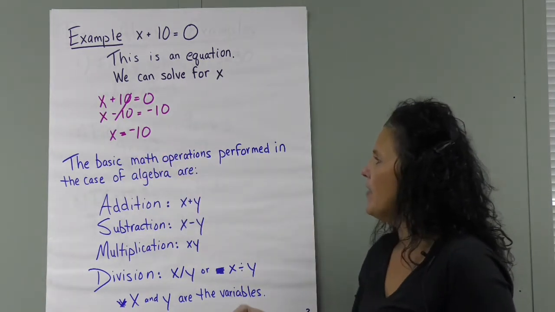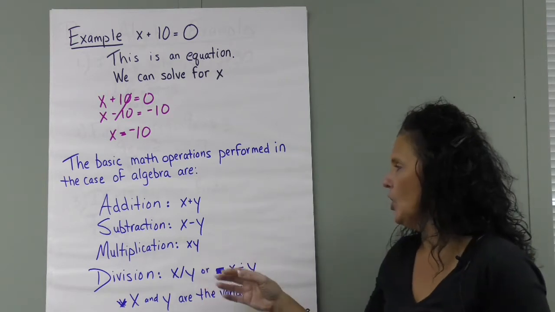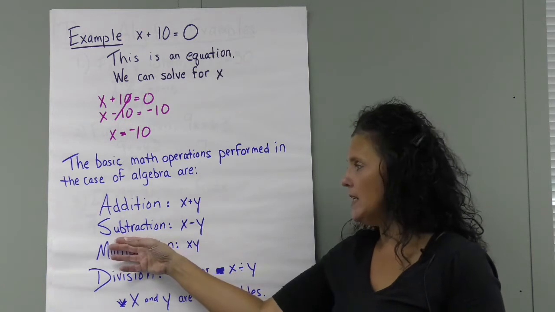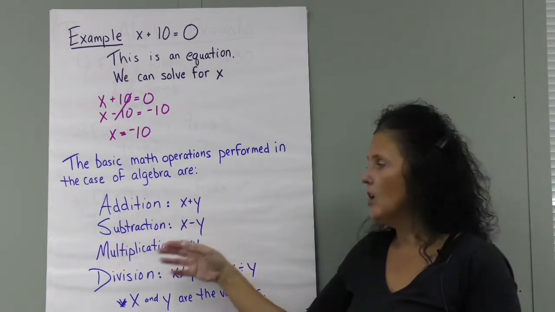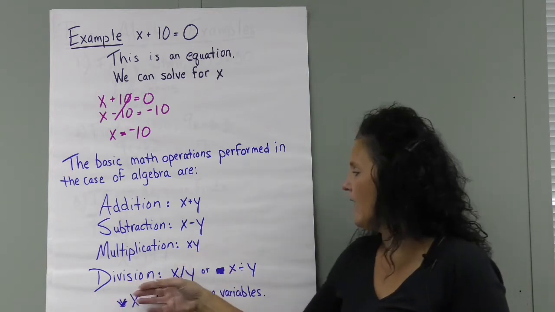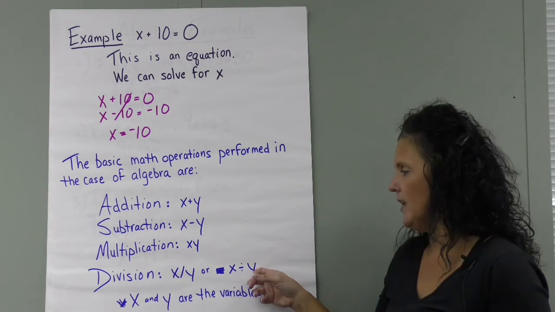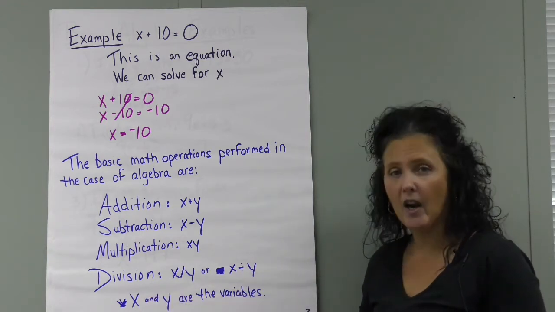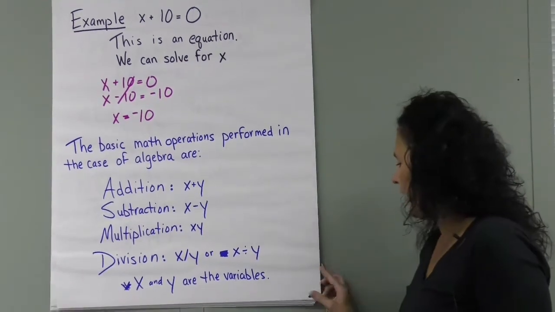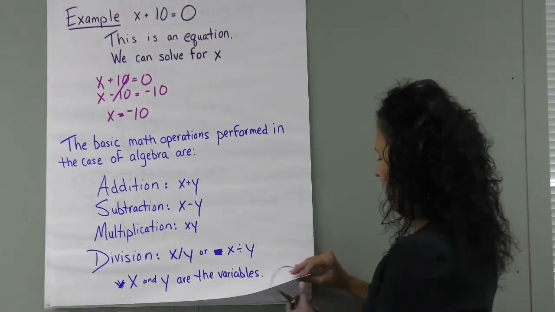The basic math operations performed in the case of algebra, and here we're going to look: we can add x plus y, we can subtract x minus y, we can multiply x times y, or we can divide x divided by y, or we can look at it as x over y like this. X and y are our variables. Remember, we said those are the things that are going to change.